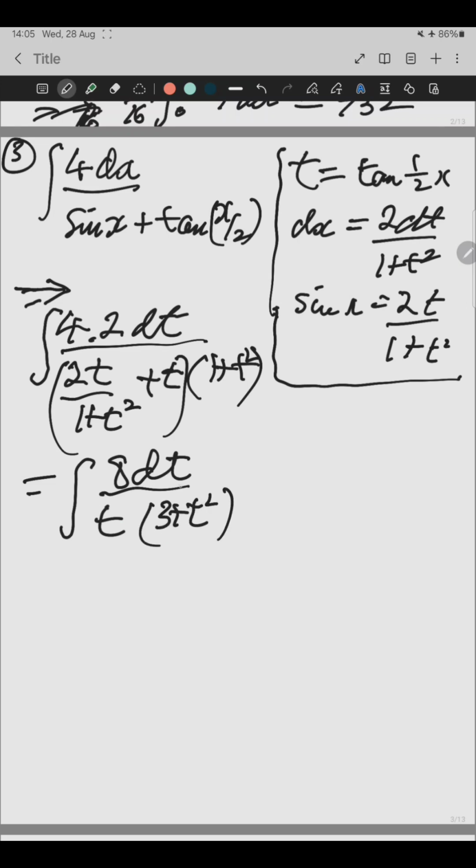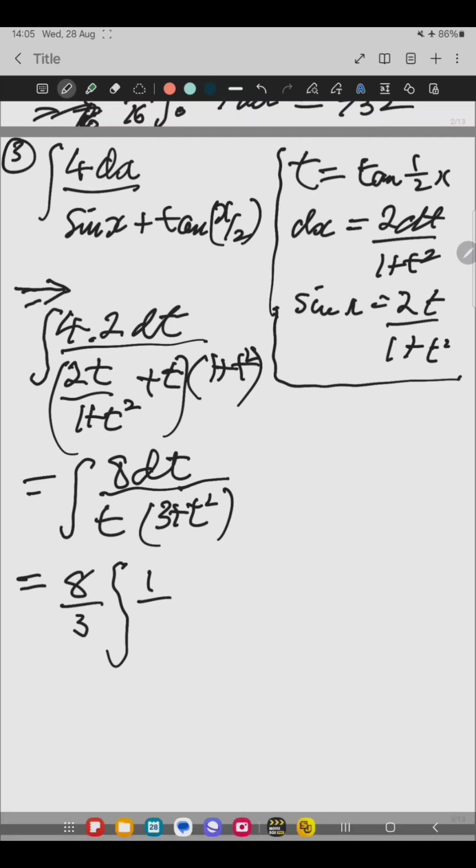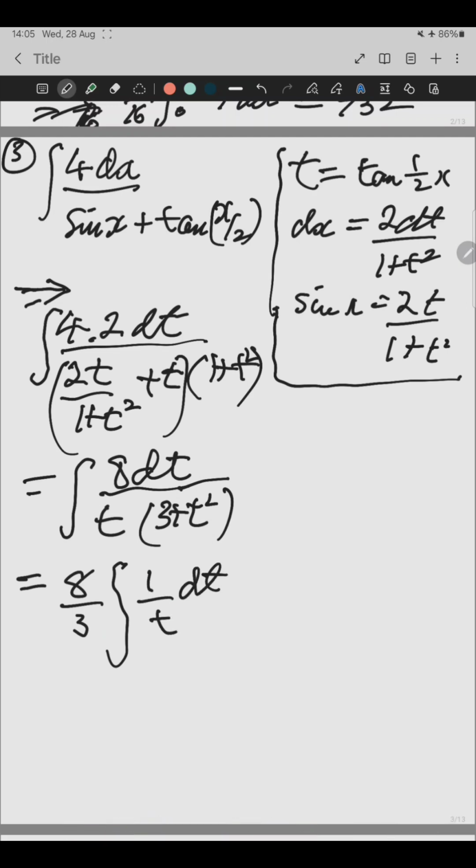And that decomposes, using the principle of partial fractions, which is quite straightforward, into 8 over 3 times the integral of 1 over t dt minus 4 upon 3 times the integral 2 dt over 3 plus t squared.